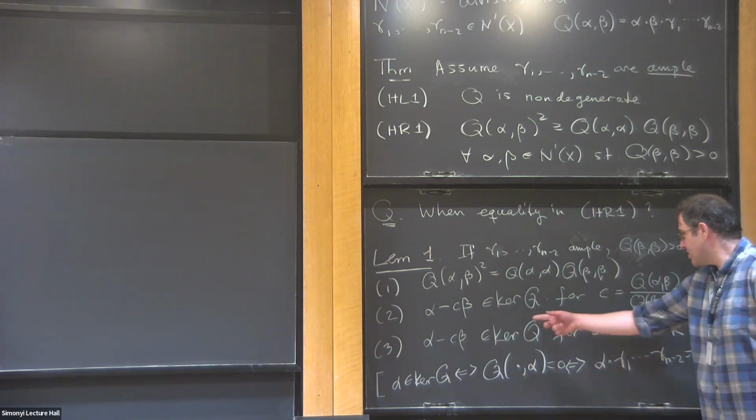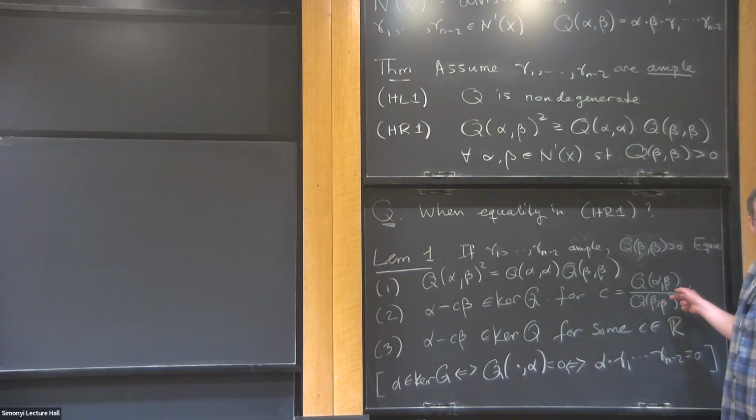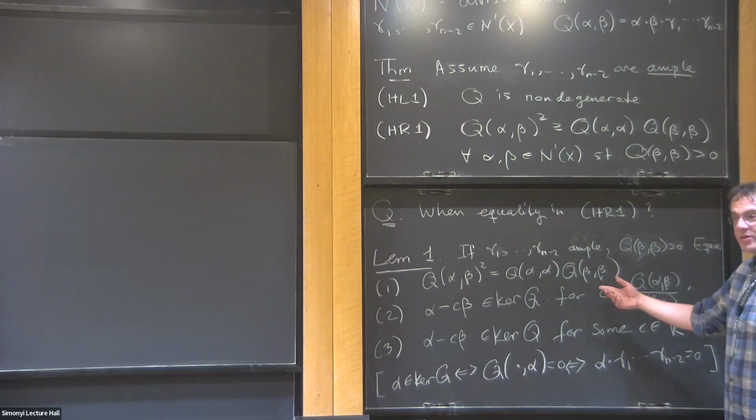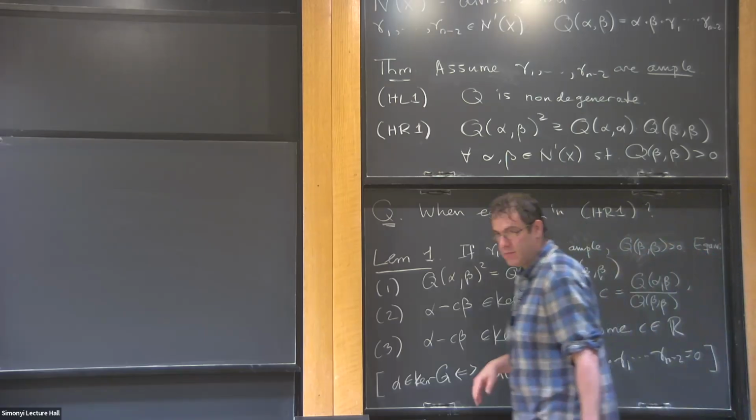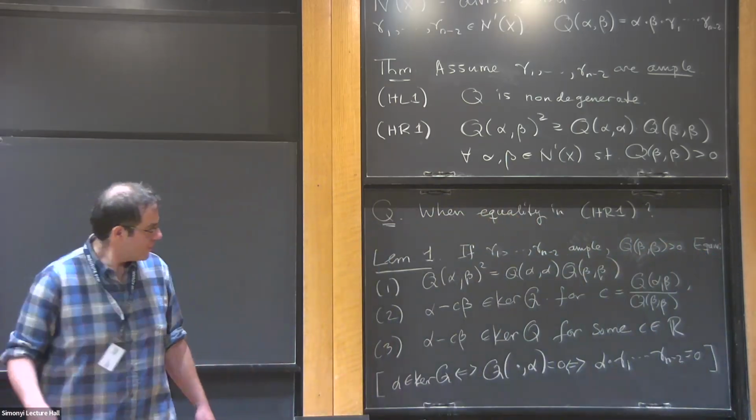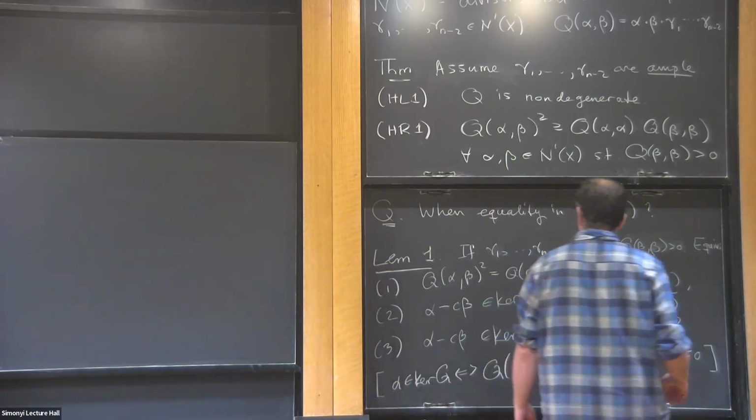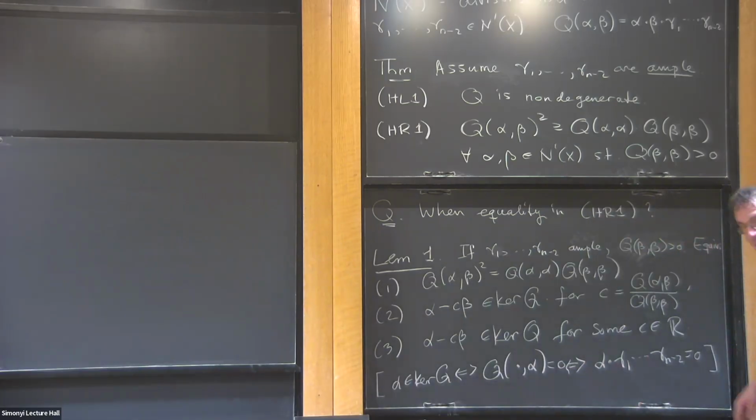And then you will see that you can just solve for c, and c must be this. Okay, so that's it. So then 3 implies 2. But under your assumption, because you're assuming they're ample, Q is non-degenerate. Good. So that's the next step.